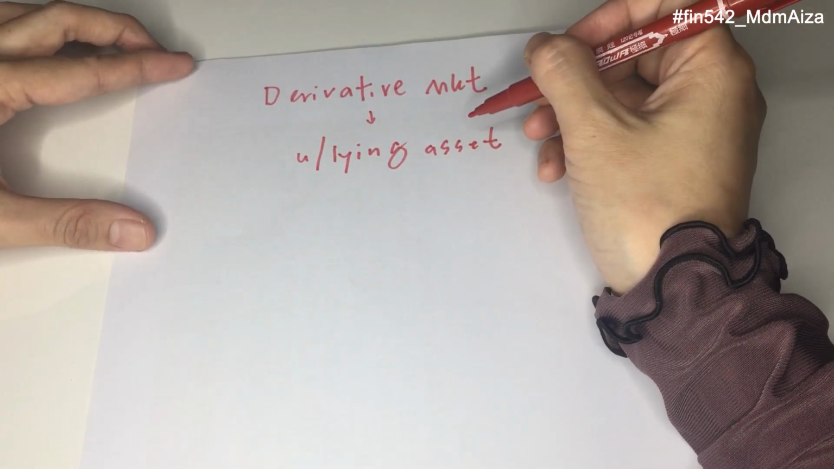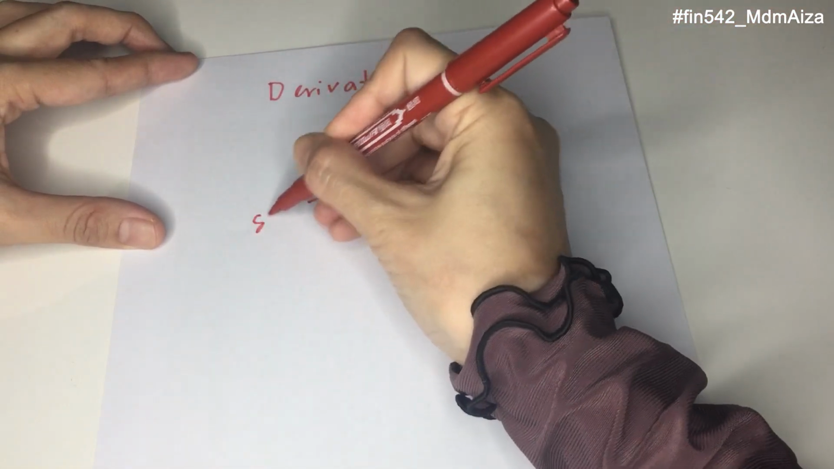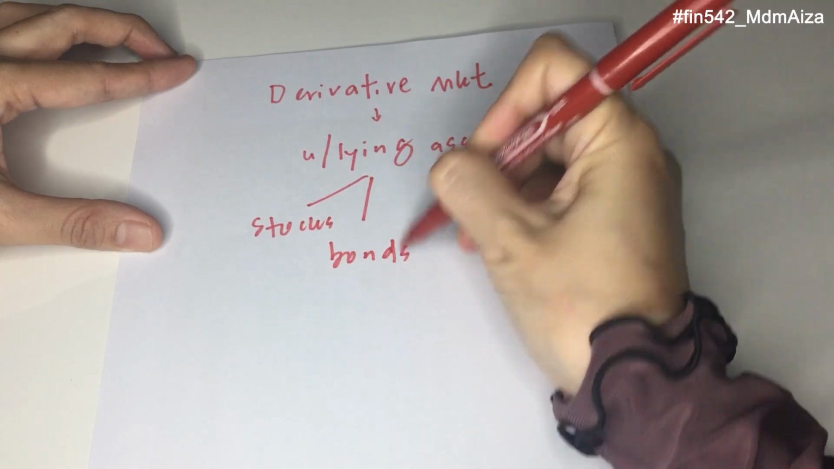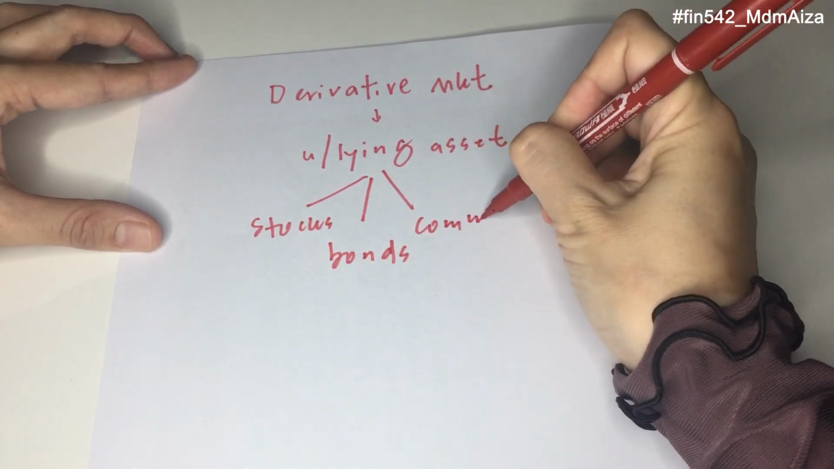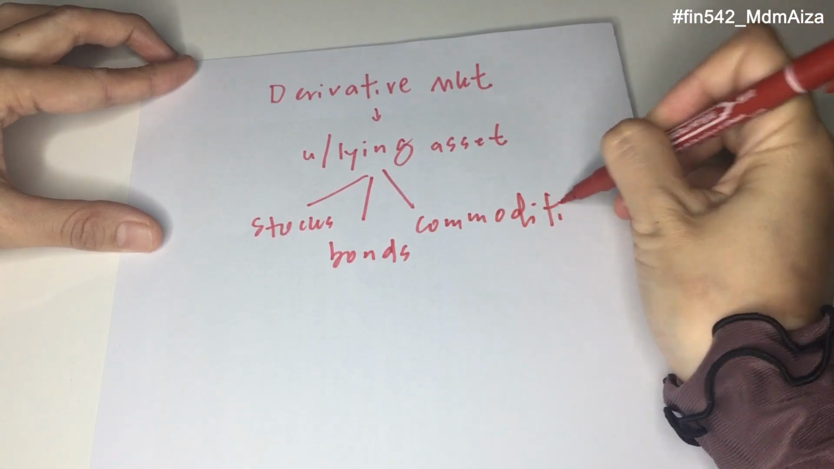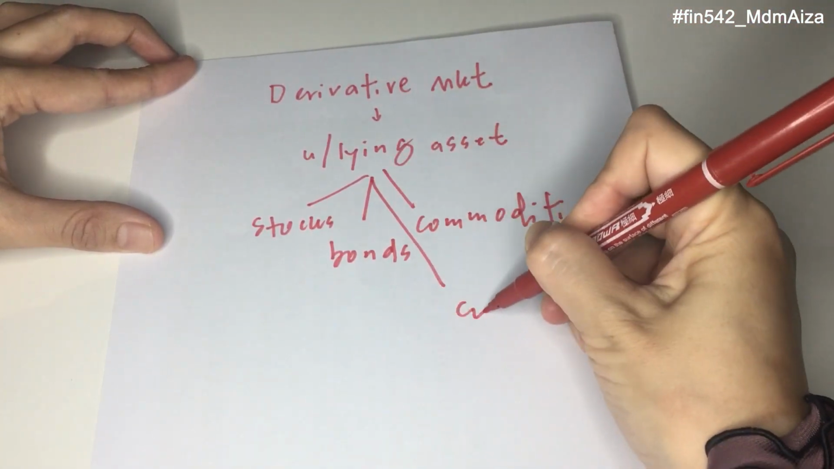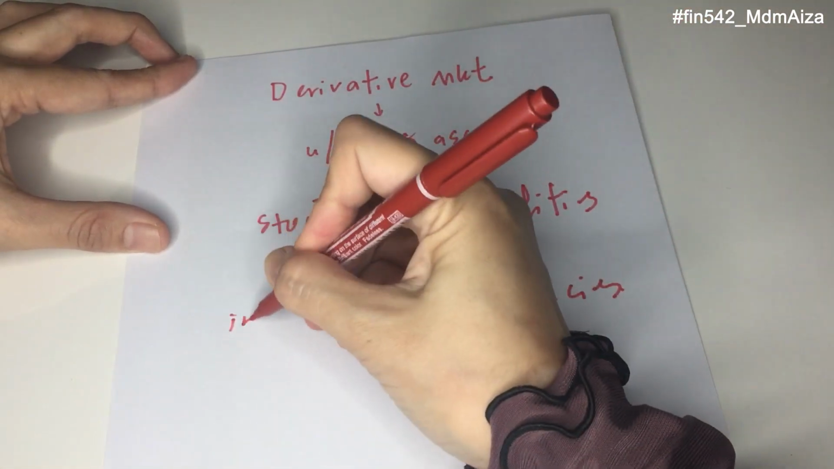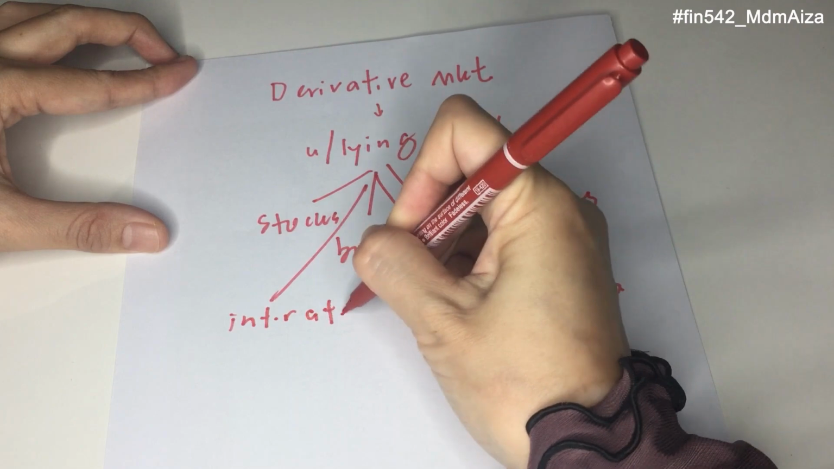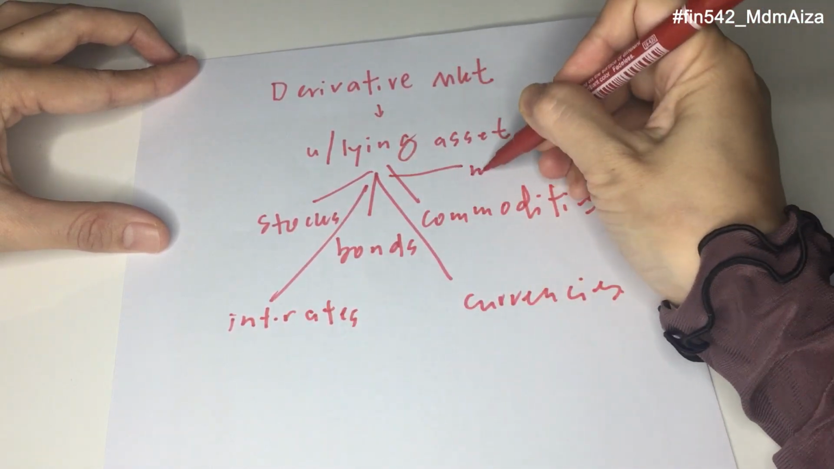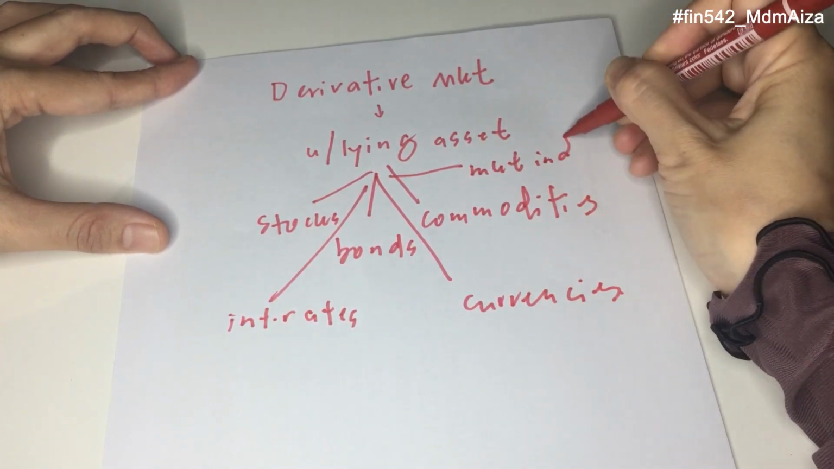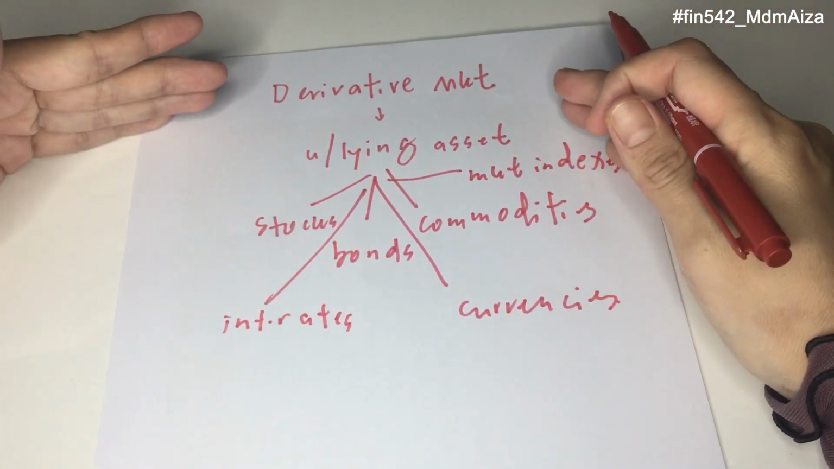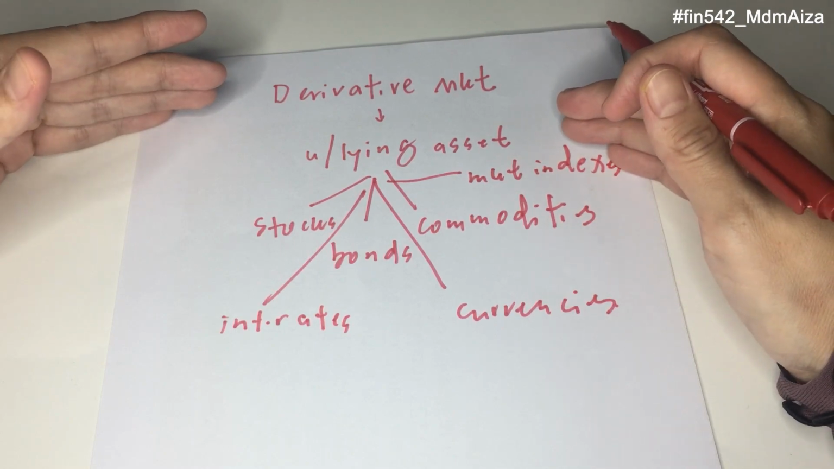The underlying assets for derivatives are normally stocks, bonds, commodities, currencies, interest rates, and market indexes. And all these underlying assets are commonly purchased through brokerage.